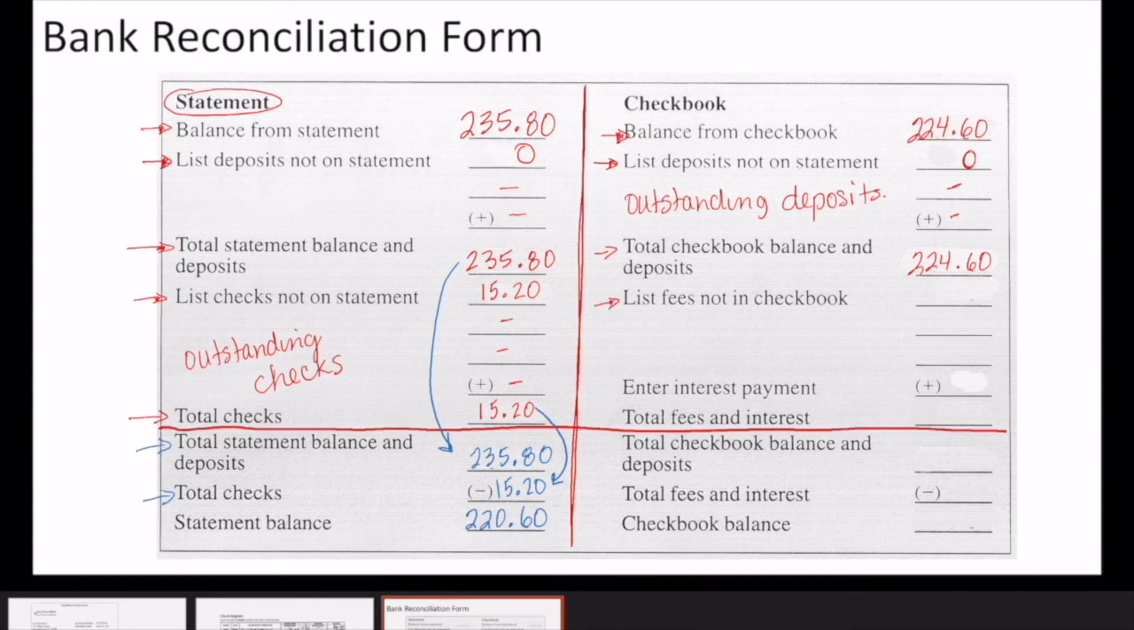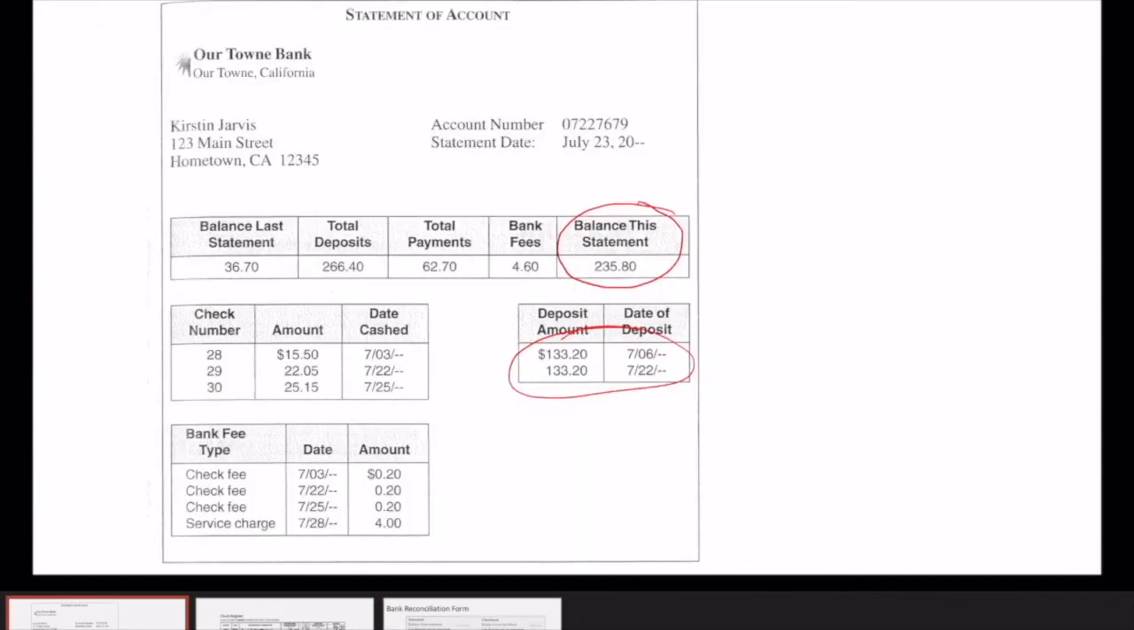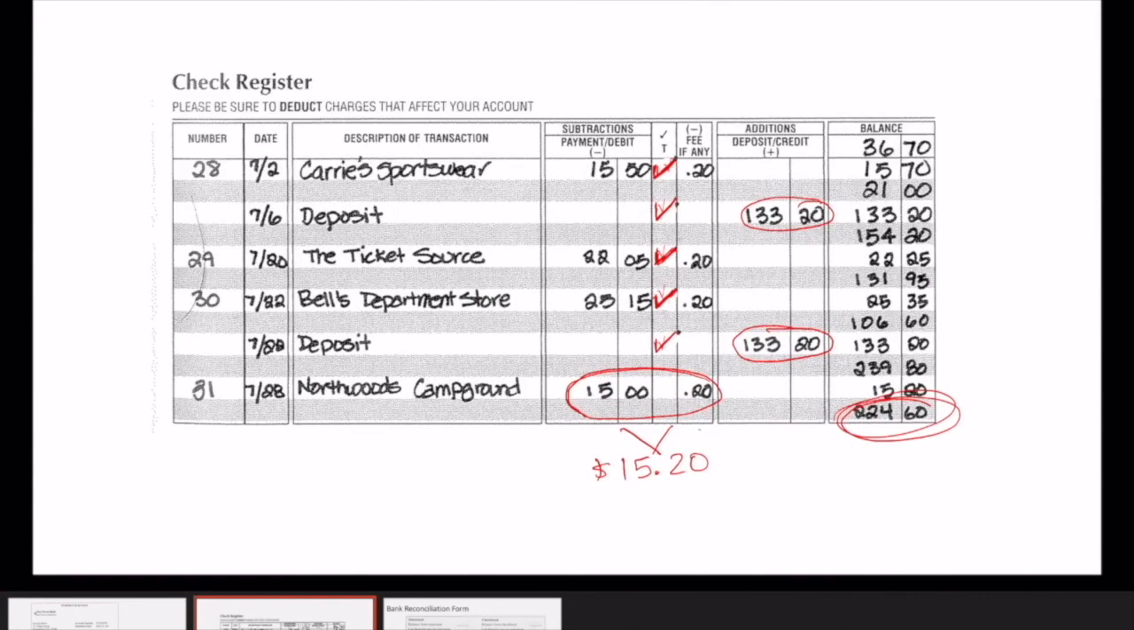Next, we're going to take a look at the fees not in the checkbook. When we look back to our bank statement, you will see that we have a couple of different fees right here. Here are our fees that we're going to take a look at. You will notice that the 20 cents here, here, and here are located in your check register. Those were here, here, and here. So those are already recorded in your check register.